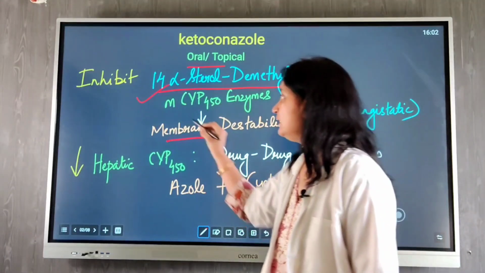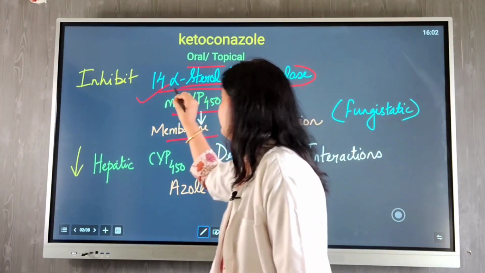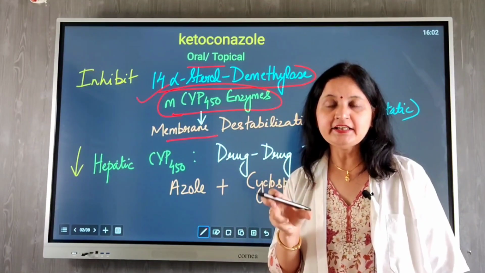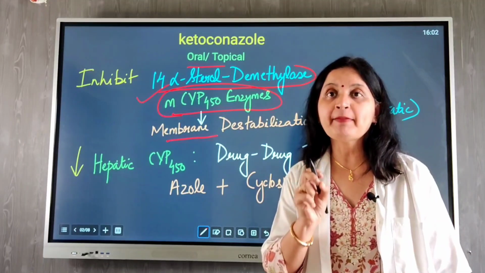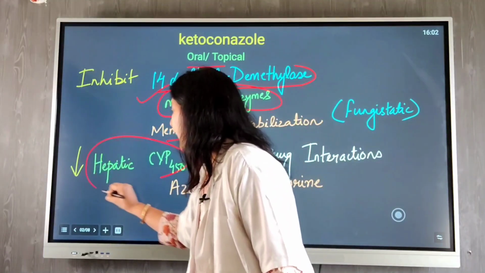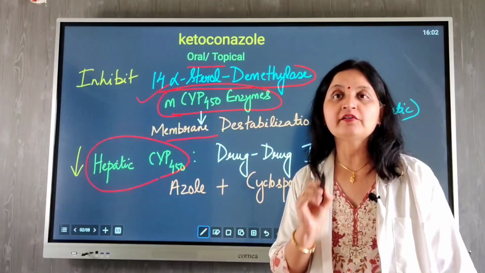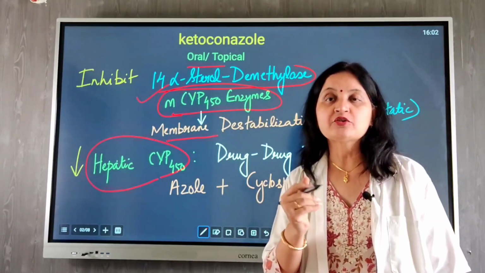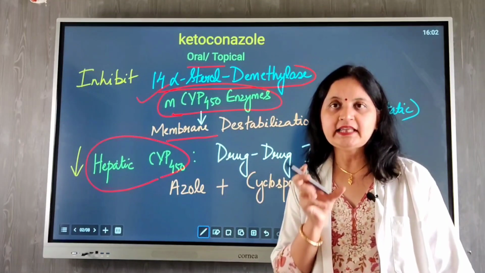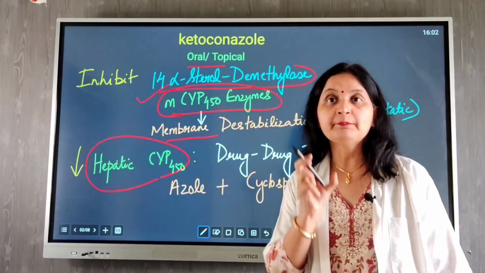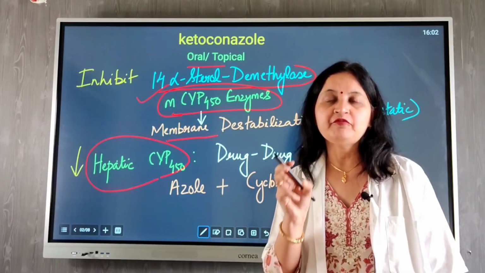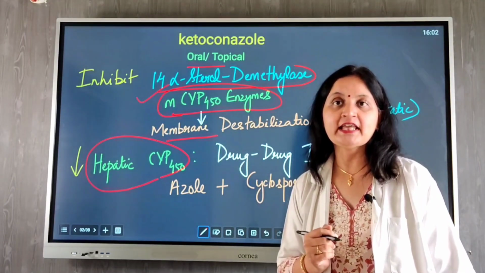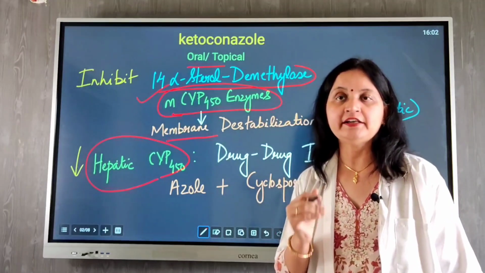Do note that this enzyme is a microsomal cytochrome P450 enzyme, but ketoconazole is not completely selective for this enzyme. It also inhibits the hepatic cytochrome P450 enzyme, and this is a drawback because it leads to drug-drug interactions. Drug-drug interactions are an important consideration when azoles are used, because azoles, particularly the imidazole group, are not completely selective for the fungal cytochrome P450 enzyme. They also inhibit the hepatic cytochrome P450 enzyme, which is the cause of drug-drug interactions.